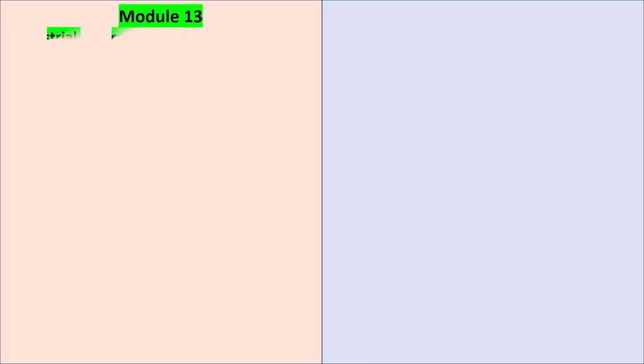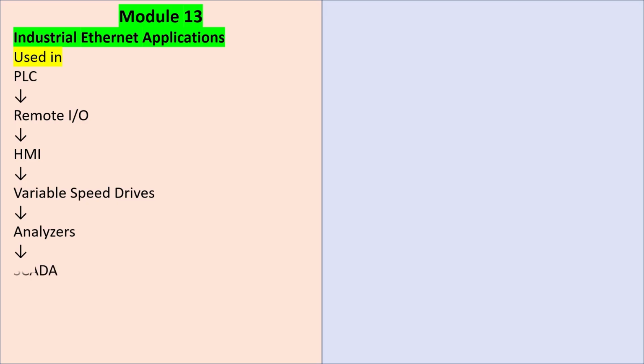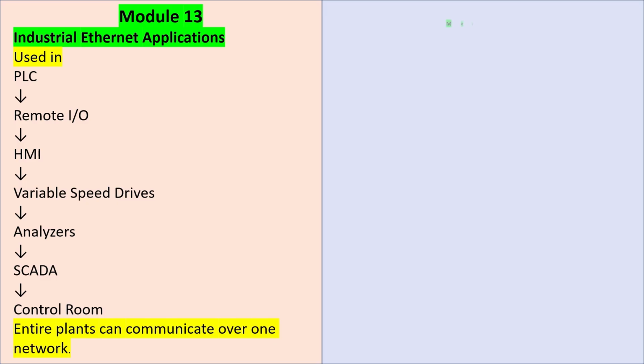Module 13. Industrial Ethernet applications. Used in PLC, remote I/O, HMI, variable speed drives, analyzers, SCADA, control room. Entire plants can communicate over one network.